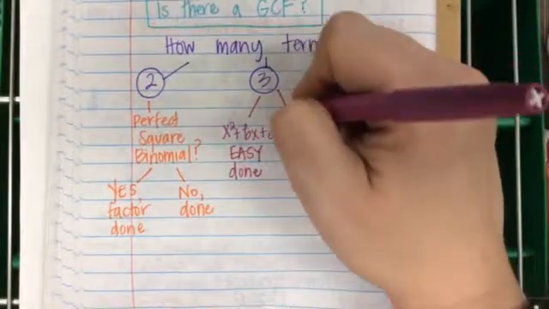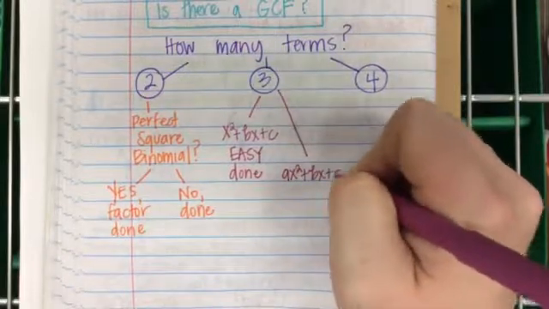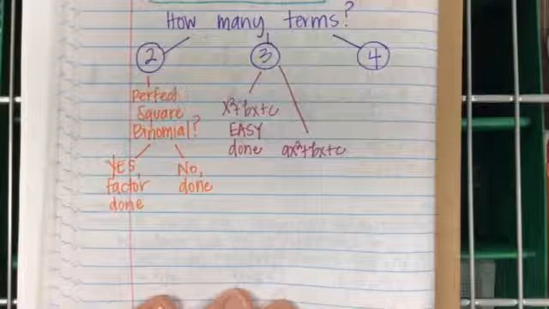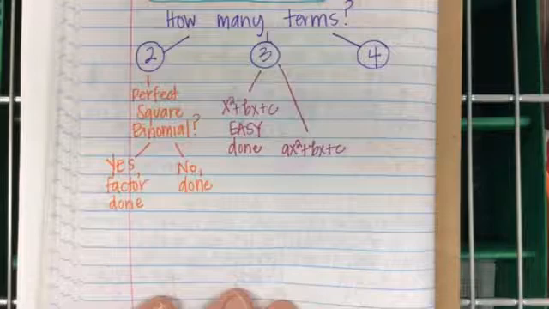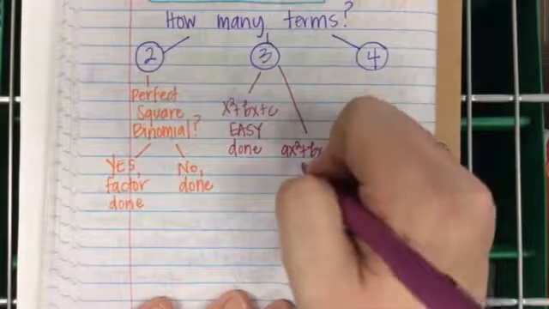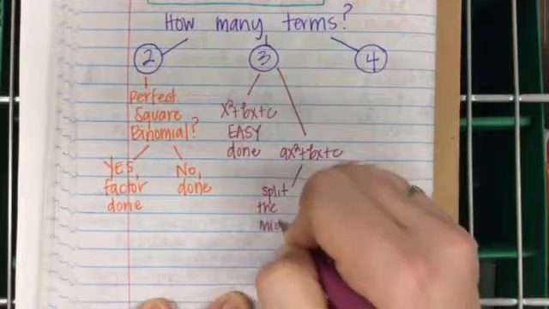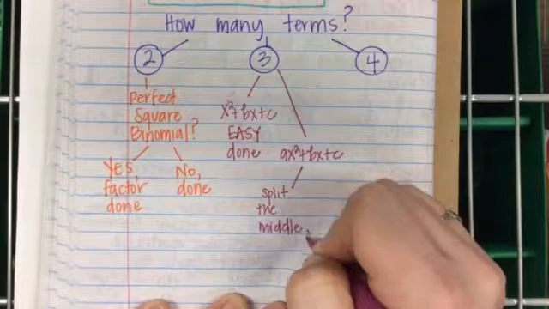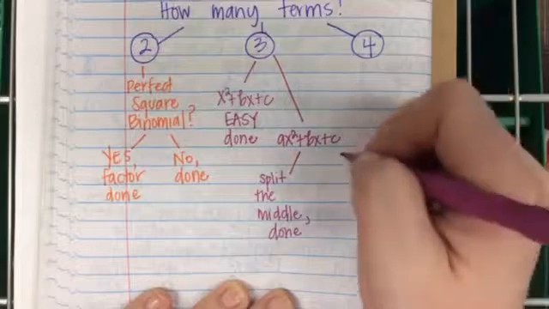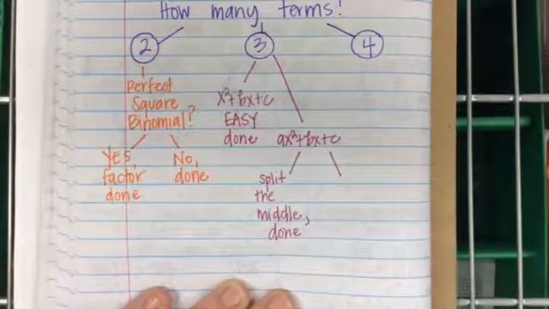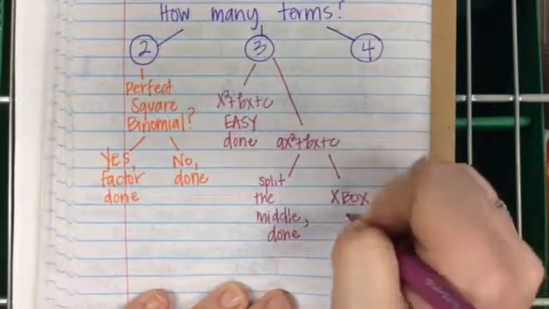If it's the other type, ax squared plus bx plus c, what are your 2 choices? Split the middle. Or if you don't like the split the middle, what's the other way we can factor? The X-box. And then you're done.